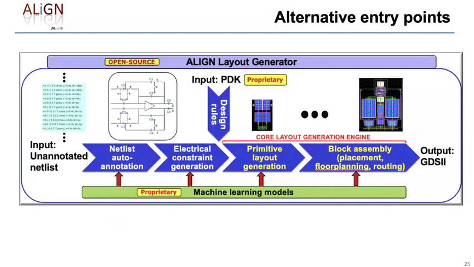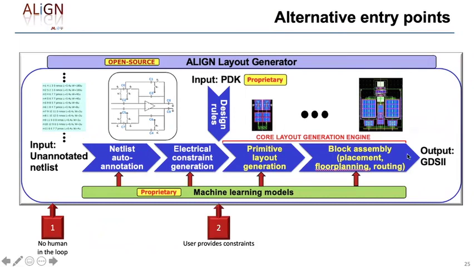Now, although the original intent of ALIGN was to create a no human in the loop flow, starting from the unannotated netlist to the output GDS, because ALIGN is modular and because of designer interest, we also created multiple entry points into the flow. Entry point number 2 bypasses the netlist annotation and constraint generation and allows the user to provide these constraints. So only the modules that go beyond this are actually employed.